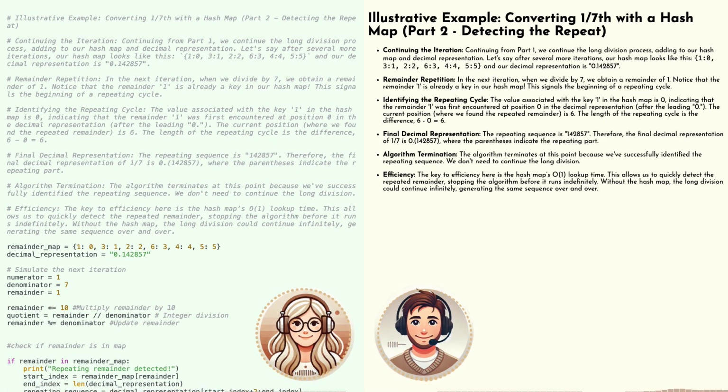That's the position where we first encountered the remainder of 1. Which means the repeating block in our decimal representation starts right from the first digit after the decimal point. So the decimal representation of 1/7 is 0.142857 repeating. We've cracked the code. We did it. I have to admit, that was pretty satisfying.